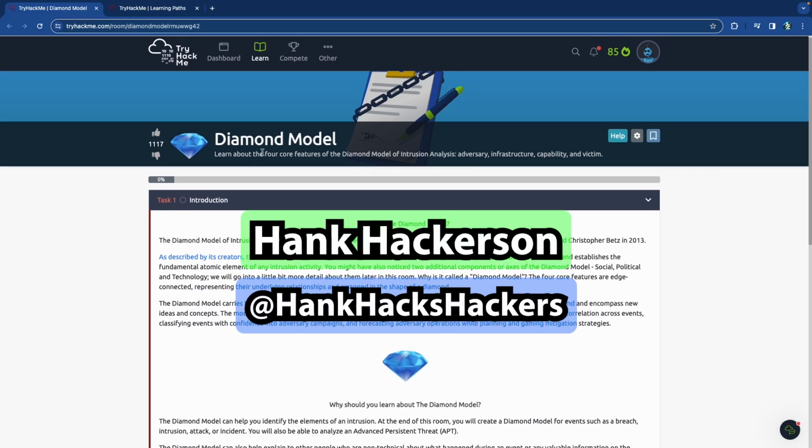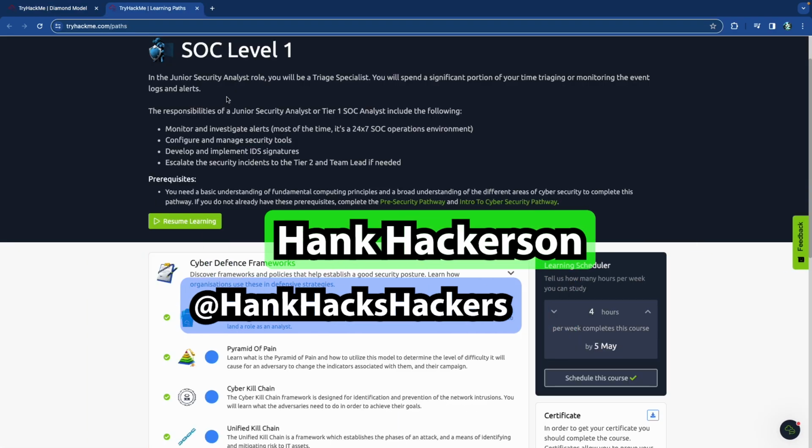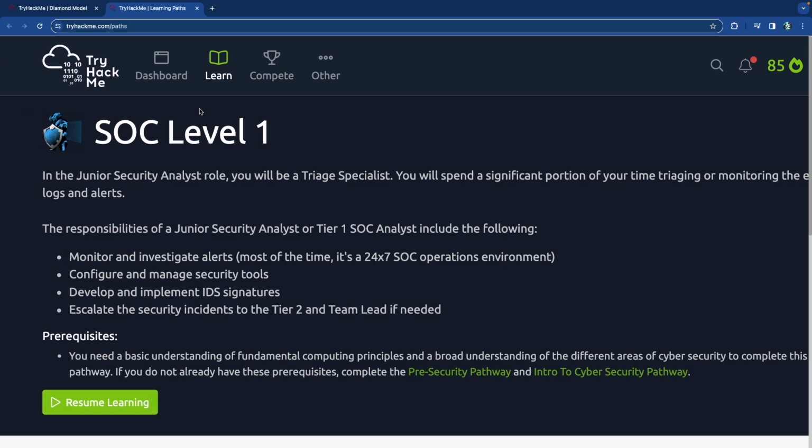We're looking at the Diamond model today, which is part of the SOC Level 1 pathway on TryHackMe.